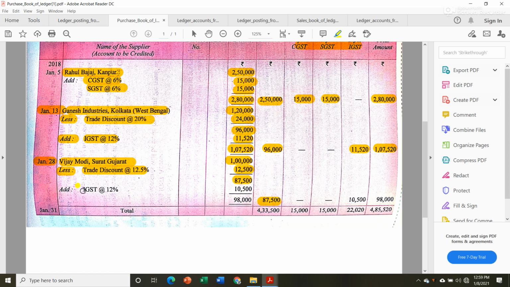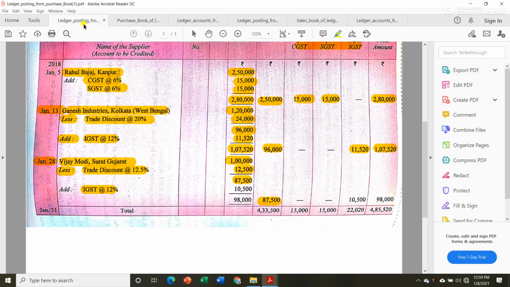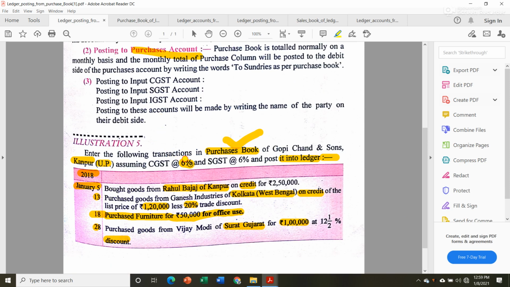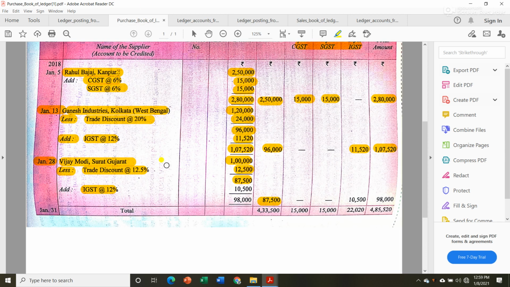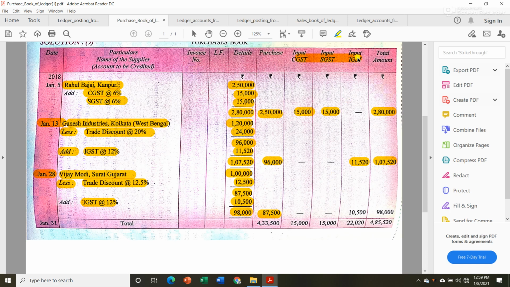Then since they are situated in Surat and our business is in UP, we have to give IGST of 12%. Remember, IGST 12% is nothing but CGST plus SGST. So 12% of 87,500 is 10,500. After adding we got 98,000. This 10,500 of IGST amount will be recorded in the input IGST column, and in the total column we will have 98,000. Now on January 31st you have to find out the total of all the columns. Now the purchases book is completed.